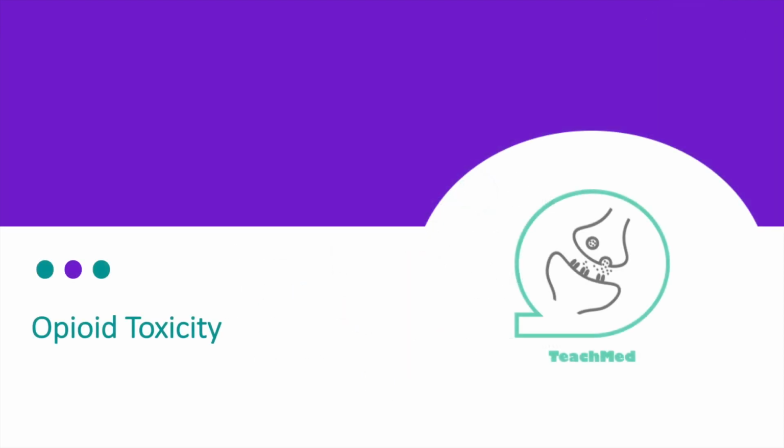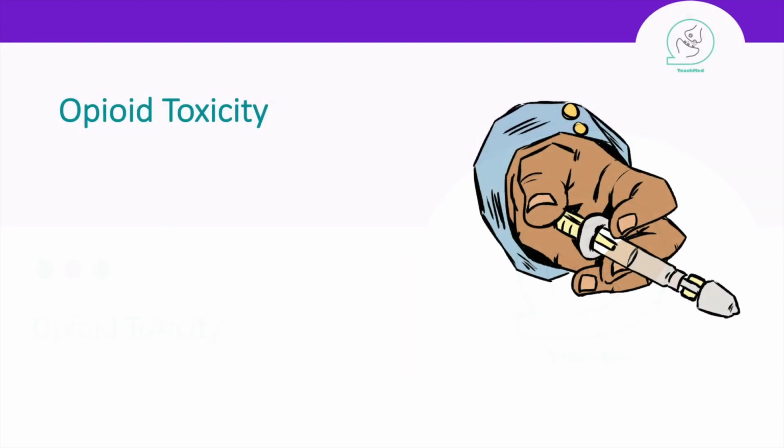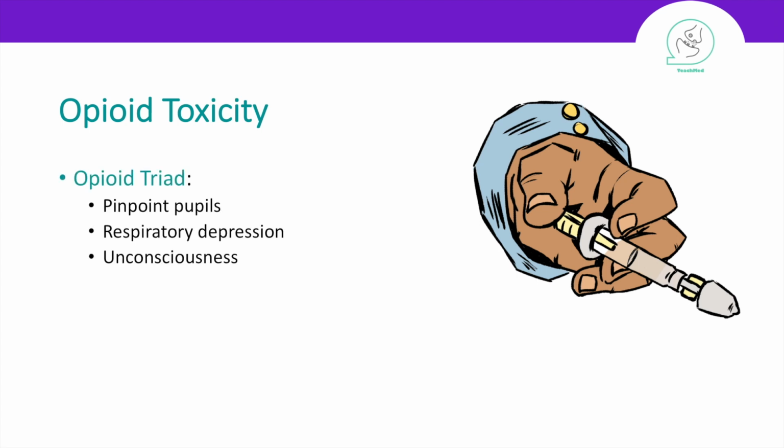Next is opioid toxicity. Toxicity means that this person has taken a huge amount of opioid at once that becomes toxic in his blood. And if you want to know this person is having opioid toxicity, look for the opioid triad. Pinpoint pupils, which means miosis, respiratory depression, and unconsciousness.